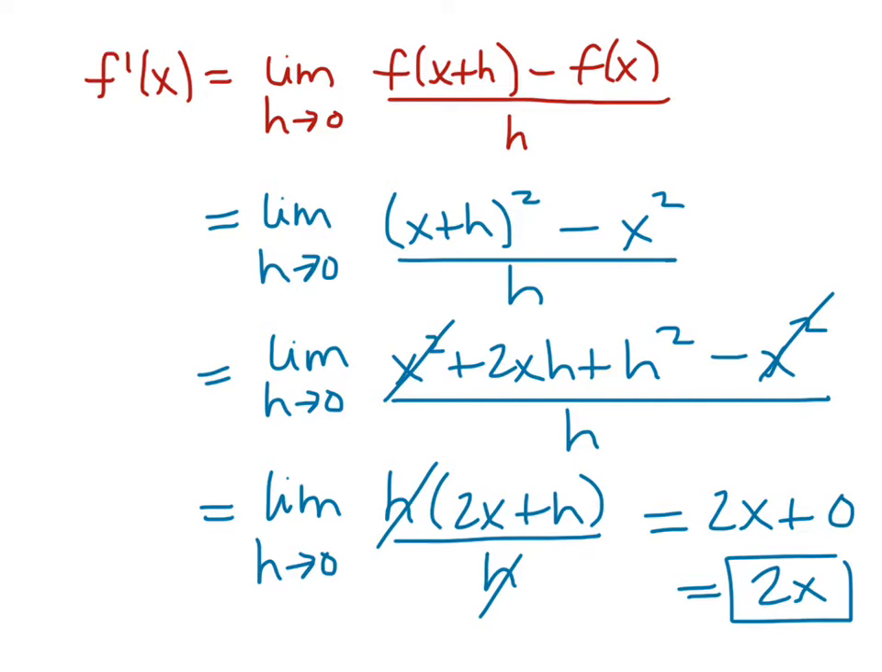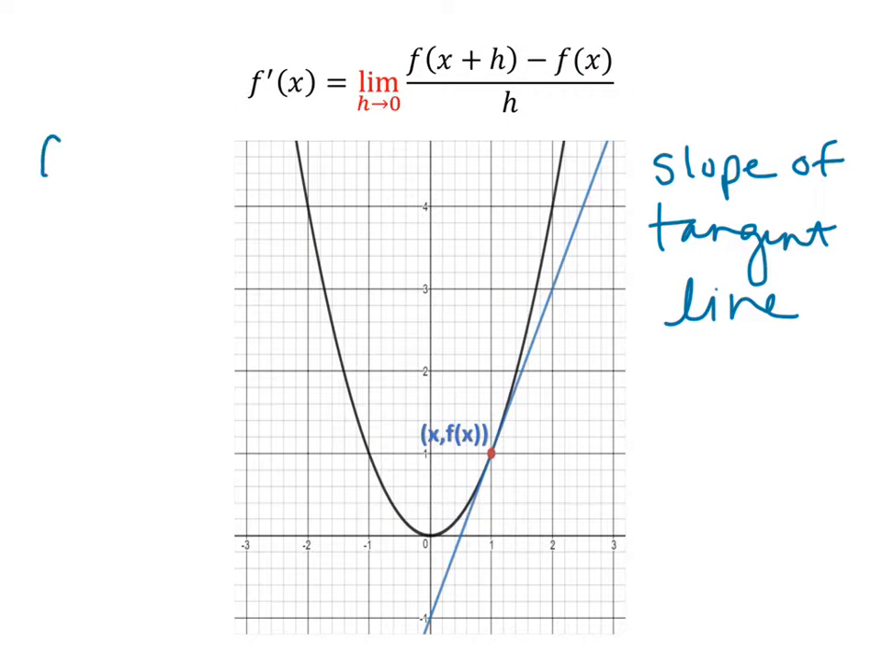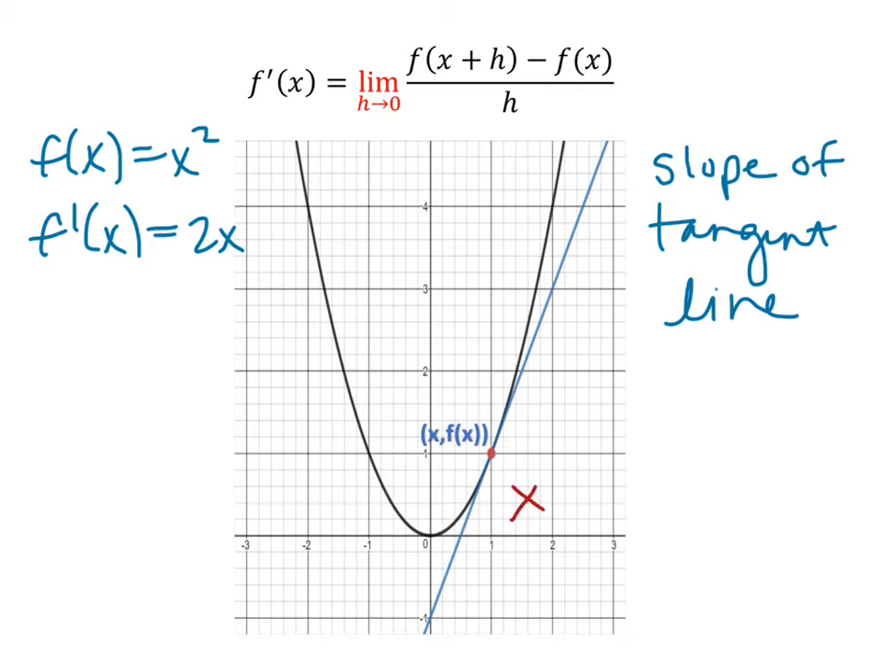Let's take a look at that previous slide one more time. We have f of x being x squared. We just found the derivative function, f prime of x, is 2x. And if we take that derivative and evaluate it at a point, in this particular graph, we have the x value of 1 shown. Let's plug in x as 1 into the derivative. F prime of 1 is equal to 2 times 1, which is 2.